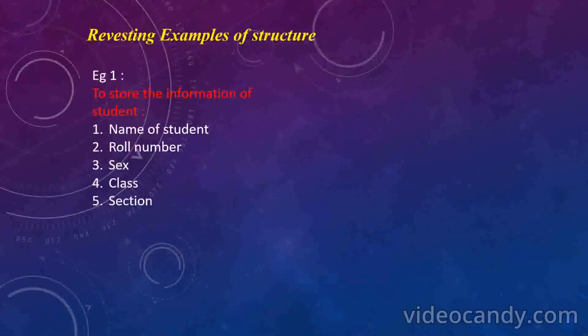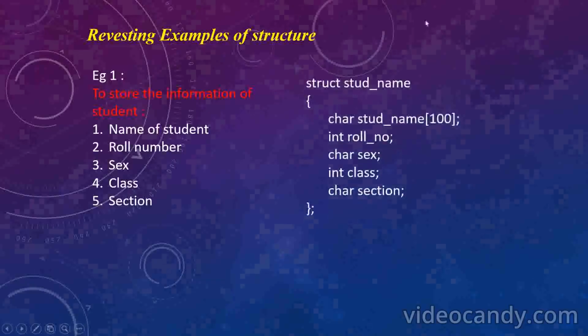So let's revisit the previous examples. To store the information of students, these are the pieces of information we need to store. Then how do we store this in a structure? I have created a structure named student. The keyword is struct, the name of the structure is student, then curly braces, and this semicolon is there. All the information I am storing here is char name, int roll number, char sex, int class, char section. So this whole information is represented as one unit, that is, one particular piece of information of a student.